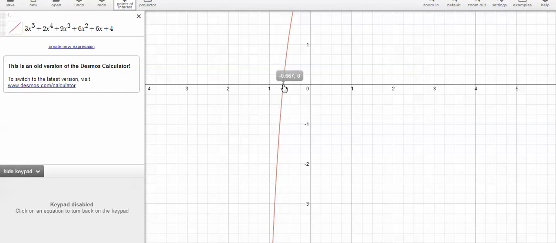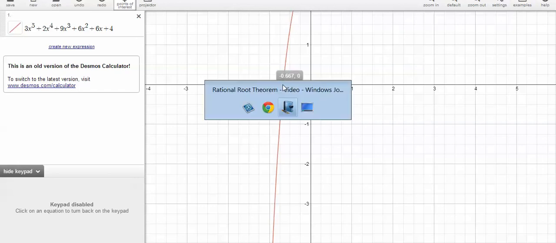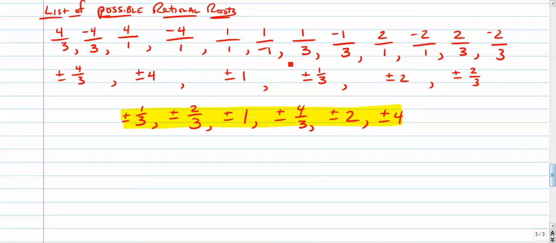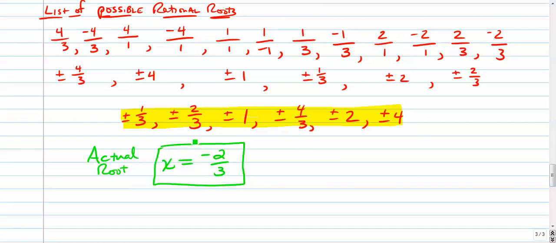That's negative 2/3. So negative 2/3 is our actual solution or root, rational root, is negative 2/3. So all the other ones actually aren't answers. The only answer right here is negative 2/3.